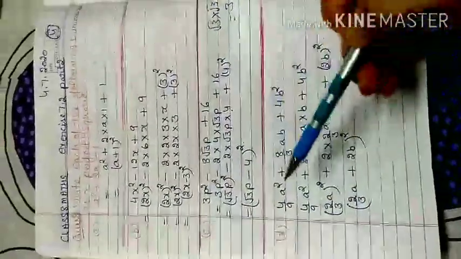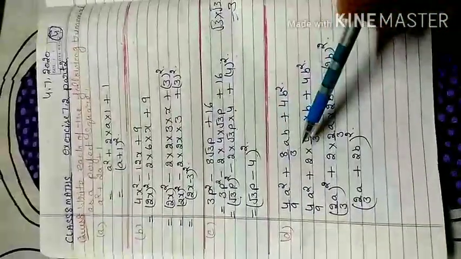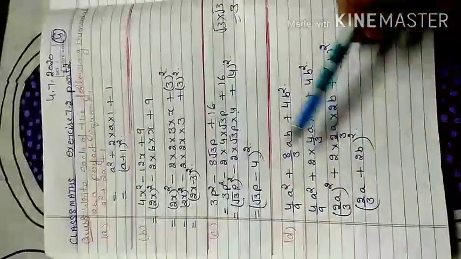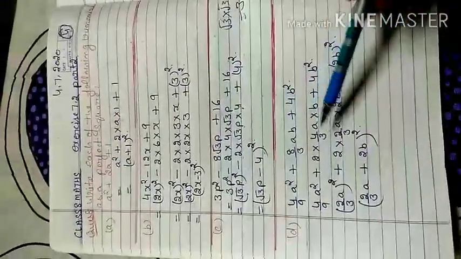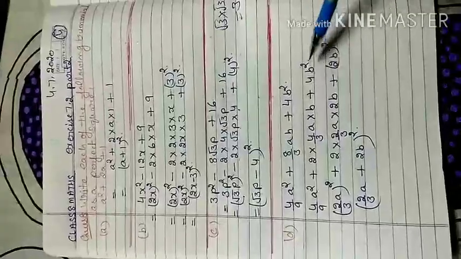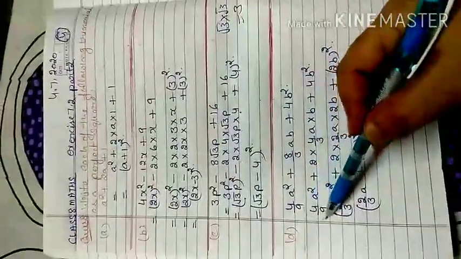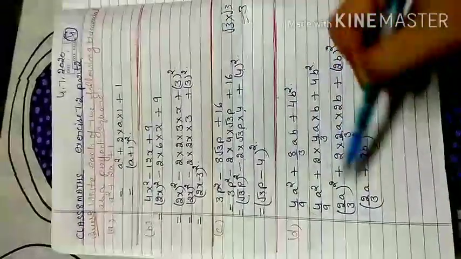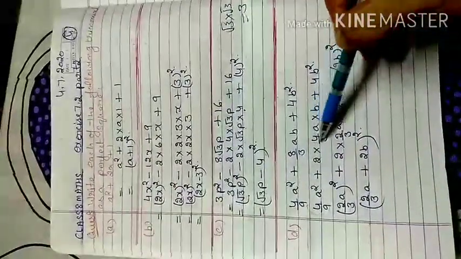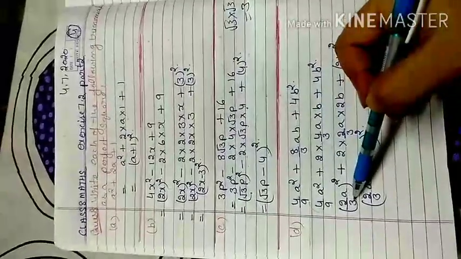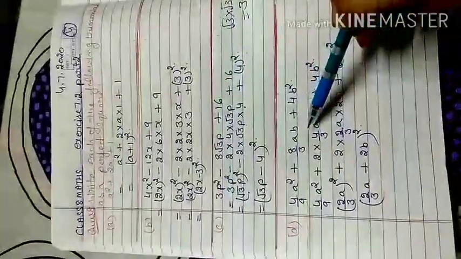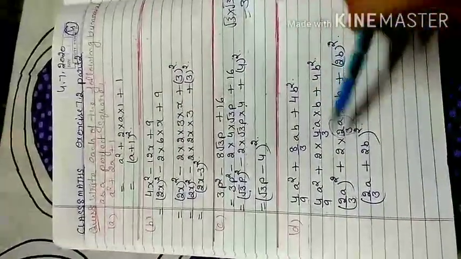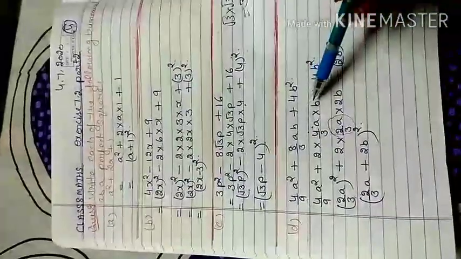Now your 4 by 9 a square plus 8 by 3 ab plus 4b square. So 4 by 9 a square plus 2 into, first we separate 2 from that, 4 by 3 a into b plus 4b square. 4 by 9 is the square of 2 by 3, so I can write 2 by 3a whole square. I need 2 to be separate because my first term is 2 by 3a. If I take 2 separate from that, 2 by 3a is considered as my first term. Then whatever is left accompanies the 2.